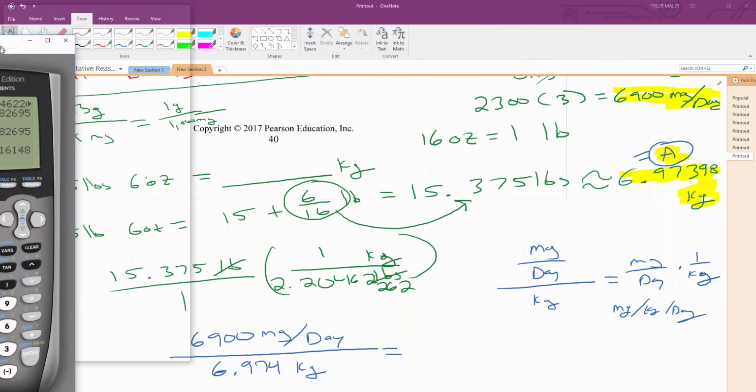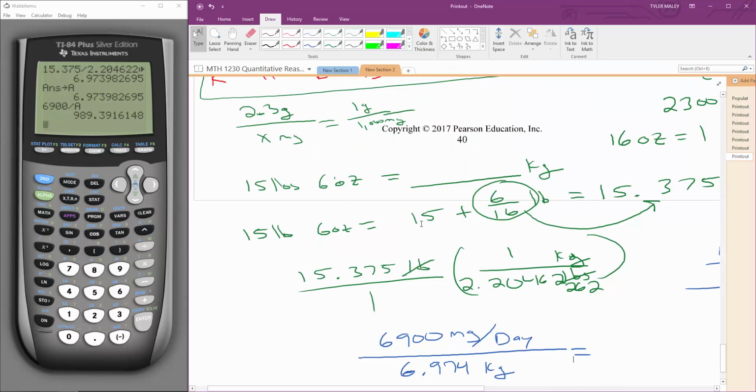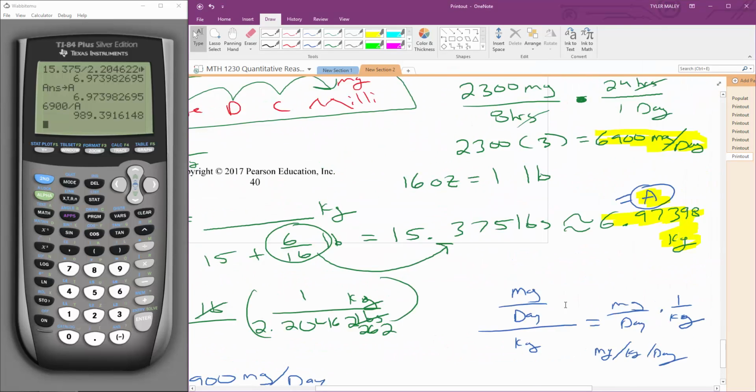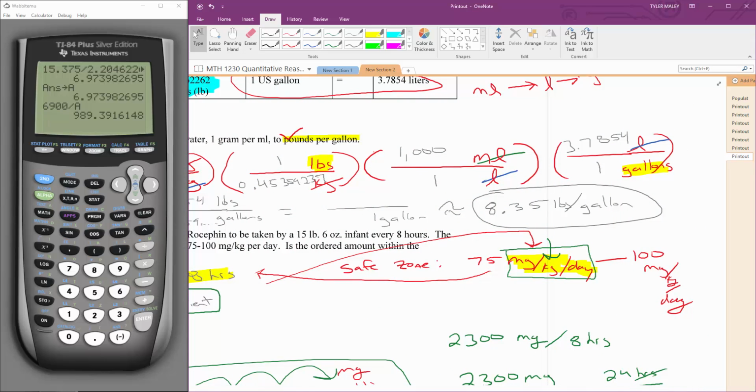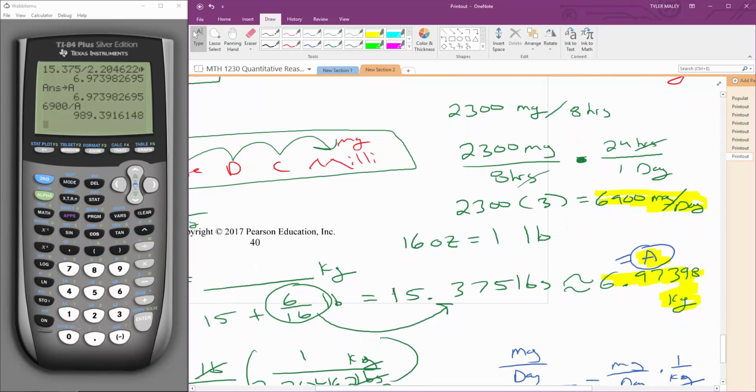So then the question becomes: is this within our range? If I come up here, this is my safe zone. Is 989 within this range? And the answer is no. That's much too high. 989 doesn't even come close to fitting in the range. So there's a big problem: the doctor ordered too much.